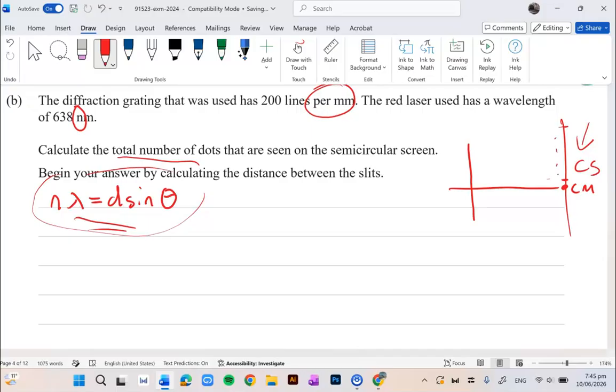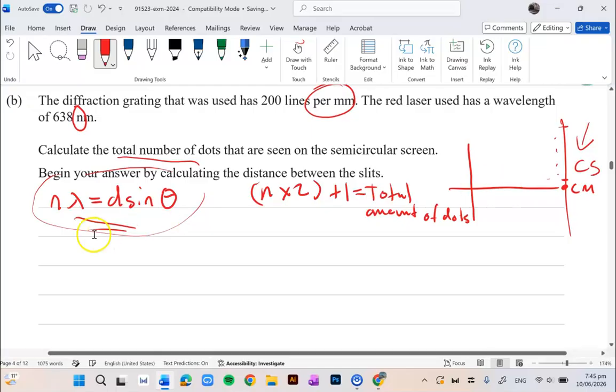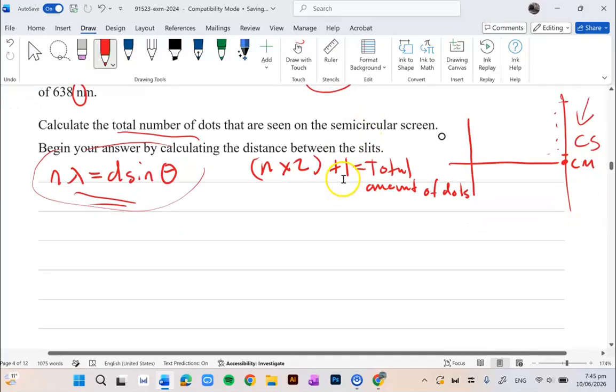This formula only gives us the amount of dots for each half. So we're going to need to find the number of n, whatever n is, and then multiply that by 2, and then plus 1. And that will give us the total amount of dots, okay? It's not just whatever we get for n is the total number of dots. You need to consider the central dot and the dots on the other side of the central dot.